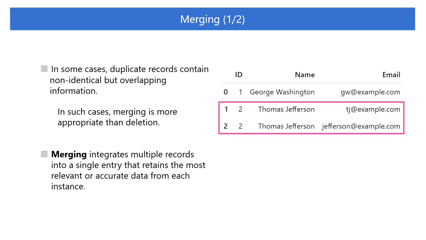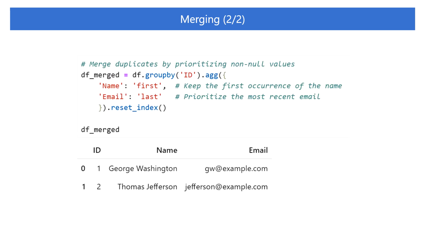For example, suppose a dataset contains multiple records for the same customer, but some fields have missing or differing values. Rather than arbitrarily deleting one record, a merging approach can be used to consolidate the available data. In the sample dataset, two entries exist for the same individuals with slight variations in the email address. Let's implement merging in Python.